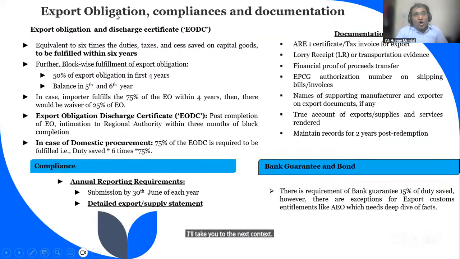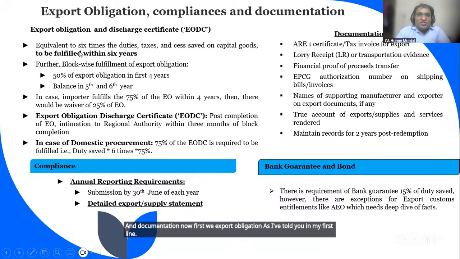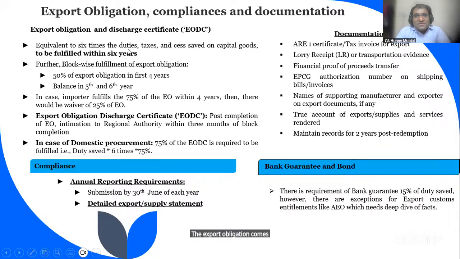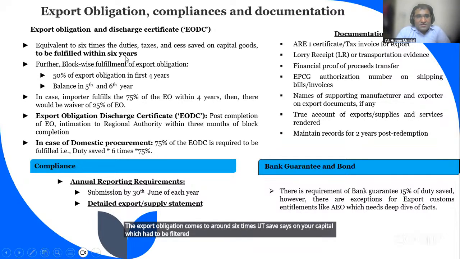Now, export obligation. We have discussed a very small part in our previous slides. Now we will understand more about this export obligation in this slide. What are the compliances and documentation? Now, first the export obligation. As I've told you in my first slide, the export obligation comes to around 6 times the duty saved cess on your capital goods, which has to be fulfilled within 6 months.